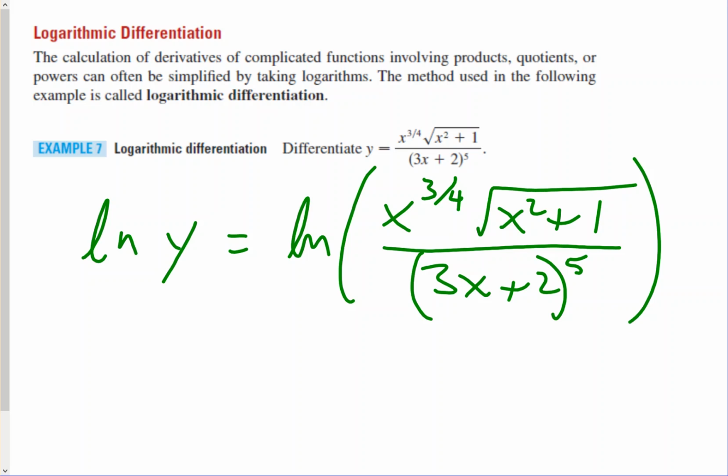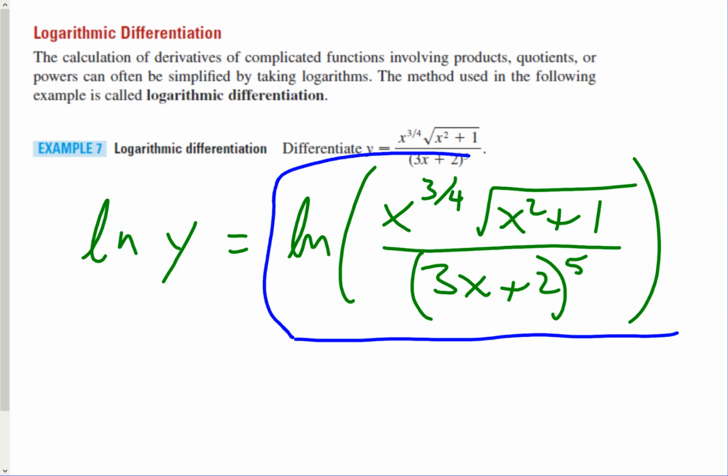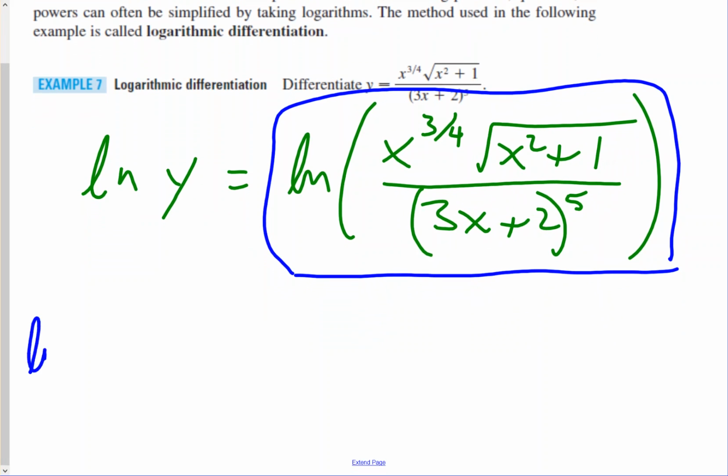So now using our properties of log, now that we took the ln, let's go a little bit further, especially on the right side, we want to expand this out as much as possible. Okay, so the left side is ln y. And then the right side we would have is ln of x to the 3/4, ln of square root x squared plus 1, ln of 3x plus 2 to the 5th.